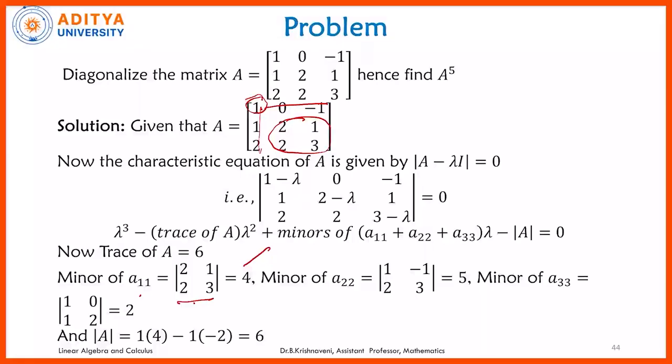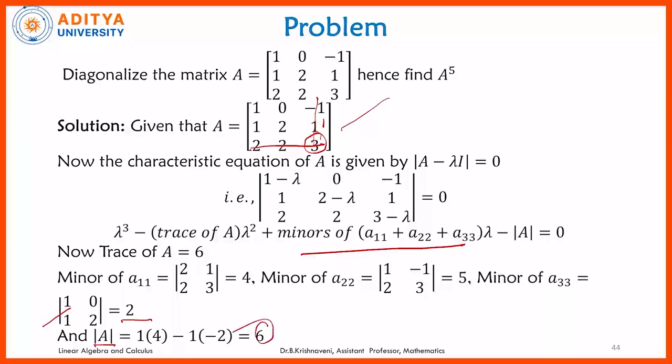Next, consider minor A22. Delete the row and column containing the element, and take the determinant of the remaining elements, that is, det of [1 -1; 2 3], which is equal to 5. Finally, minor of A33: delete the row and column containing this element and consider the remaining elements [1 0; 0 1], whose determinant is equal to 2. The sum of these minors is what we need here. And finally we need the determinant of A, a 3 by 3 matrix determinant. After calculating, we got det of A is equal to 6.